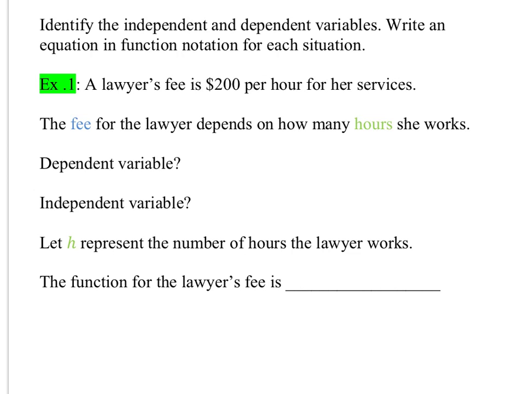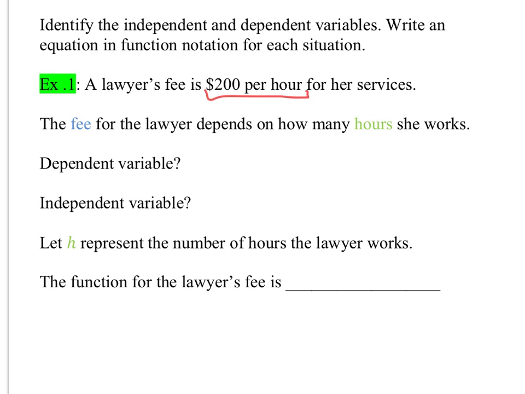So example 1, a lawyer's fee is $20 per hour for her services. So that's important, $20 per hour. We're comparing the fee for the lawyer versus the number of hours she works. The question you ask yourself: does her fee depend upon the number of hours she works, or does the number of hours she works depend upon her fee? The fee is $20 per hour, but that's how much she charges per hour, while her total fee is how much she's earned.